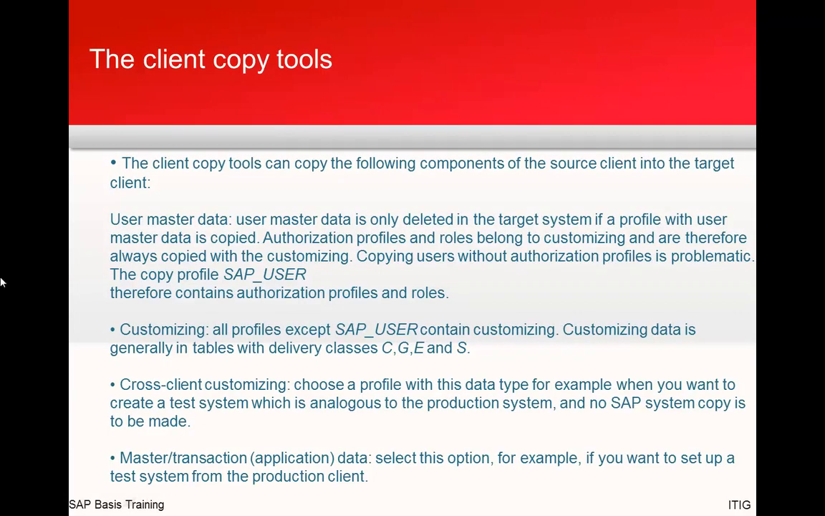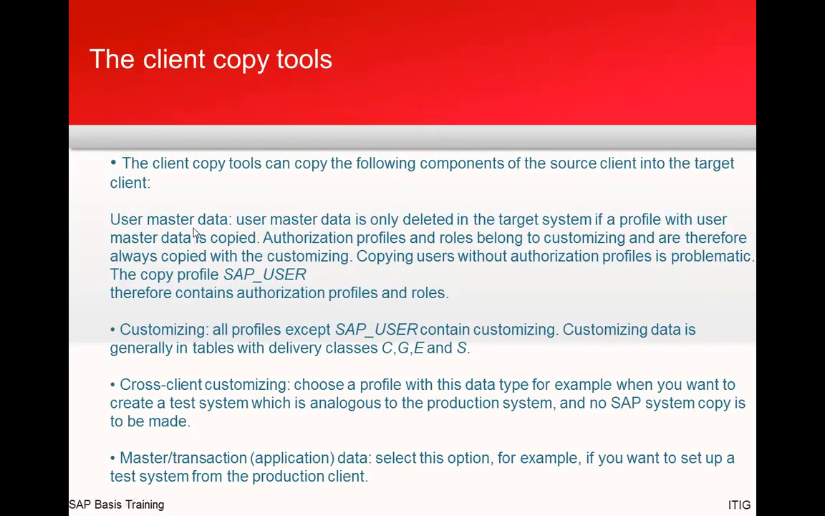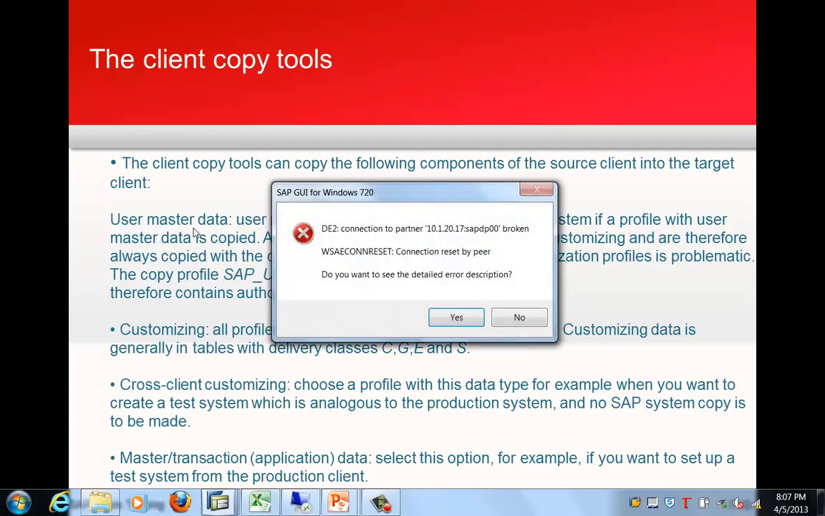Okay, so the client copy tools can copy the following components of the source client into the target. Basically, user master data. User master is only deleted in the target system if the profile with user master data is copied. Authorization profiles and roles belonging to the customizing are therefore always copied with customizing.